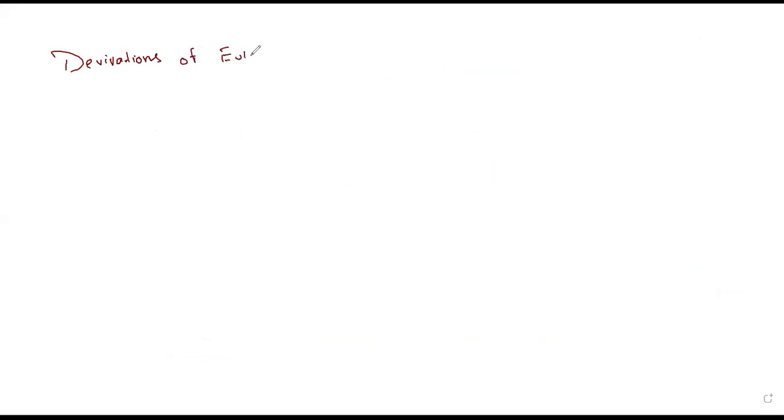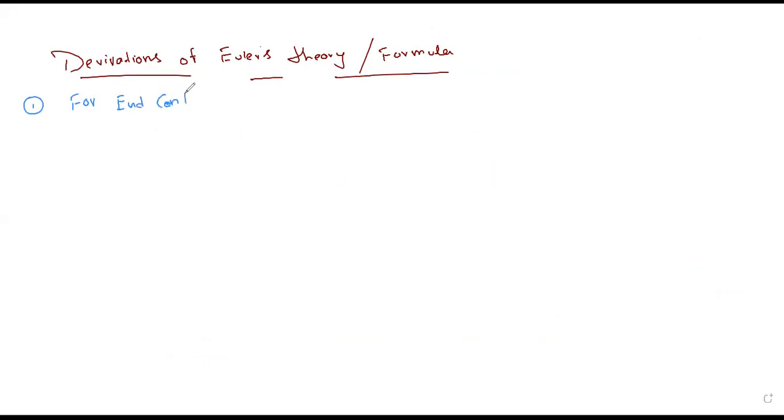So let's start the derivation of Euler's theory or Euler's formula. Let's start first with the first end condition: both ends are pinned or hinged. Okay, this is the end condition we will consider.